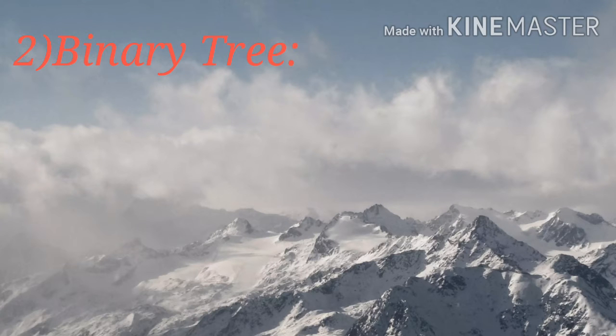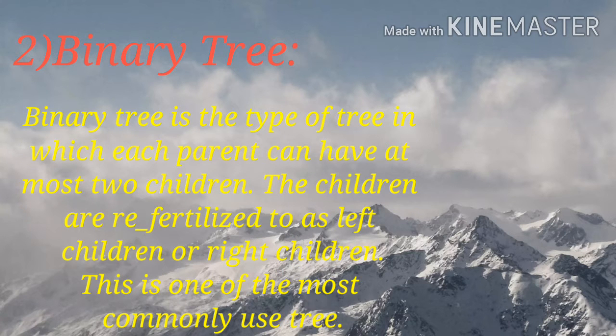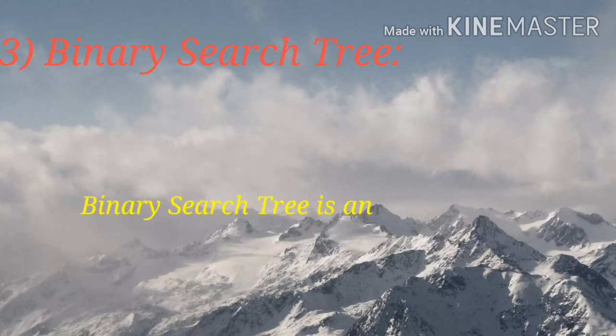Binary tree. A binary tree is the type of tree in which each parent can have at most two children. The children are referred to as left child or right child. This is one of the most commonly used trees.